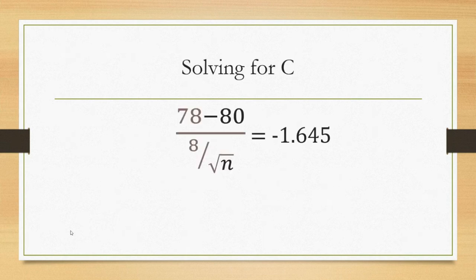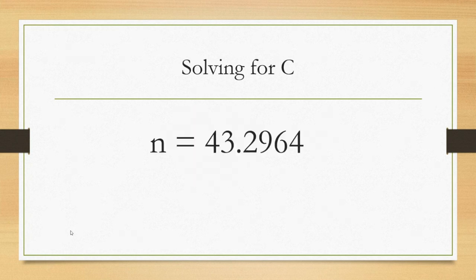Now that we have the C value, we can substitute it into the formula. So we have 78 minus 80 divided by 8 divided by square root of n equals negative 1.645. Now we solve for n, and this gives us n is equal to 43.2964, and we can approximate to 44 just to make sure everything's okay.